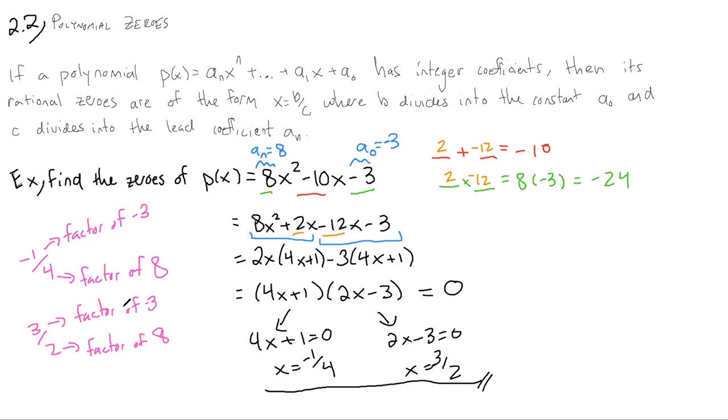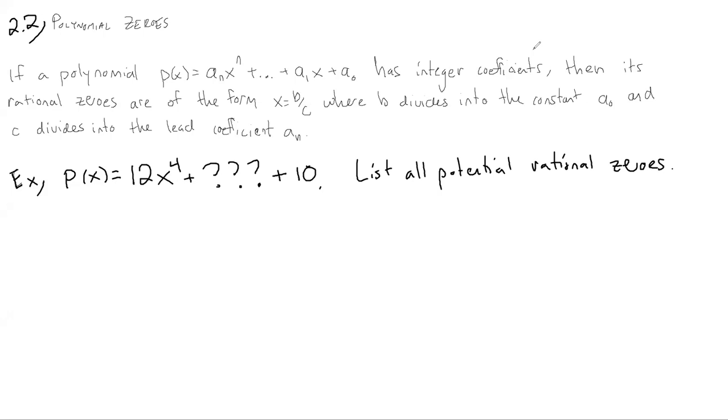And so for the next couple of examples, what we're going to do is look at how we use this theorem. I'll go through pretty much the same types of questions as I did with the monic polynomial. Okay, so for our second example, we have this polynomial, p of x is 12x to the 4th plus something plus 10. And we're going to list all of the potential rational zeros from this.